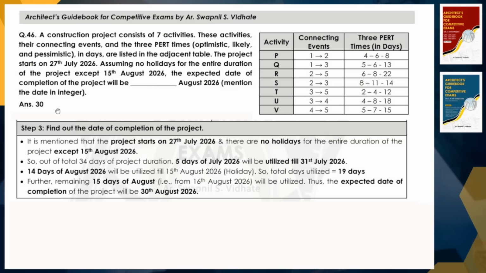So again, an easy question. We first identified the expected time and then found the critical path. We identified the project completion time, and if the project starts on 27 July, the project will complete on 30th August when there is a holiday on 15th August. So a very easy question of construction project management. Question 46.